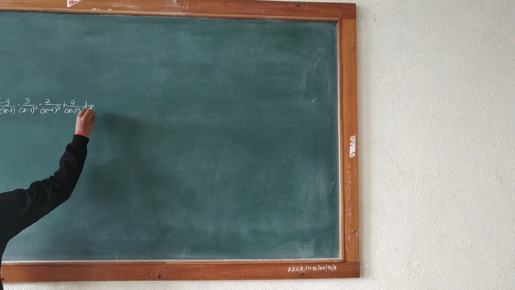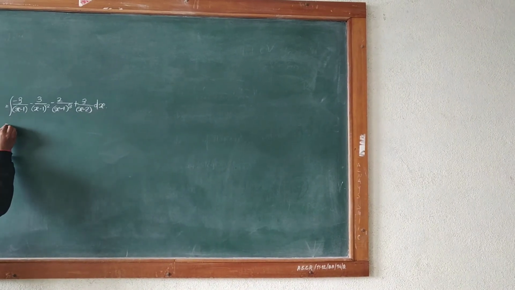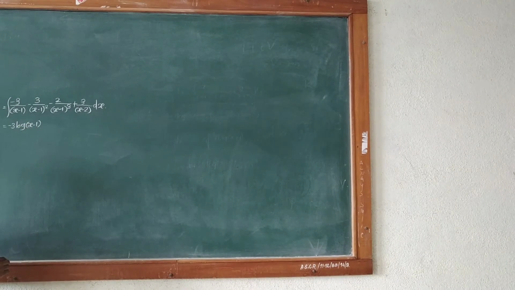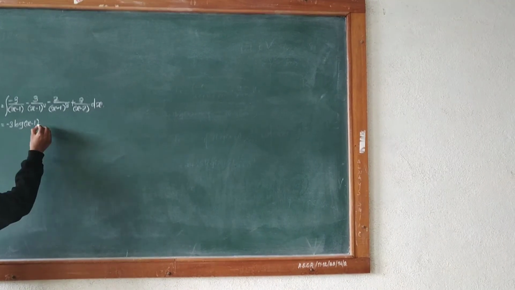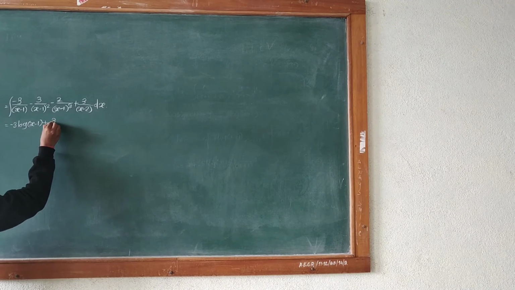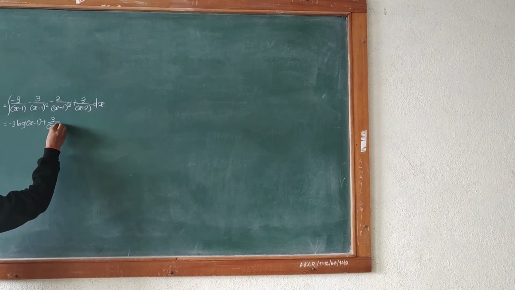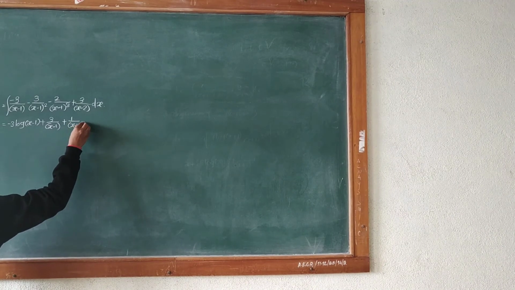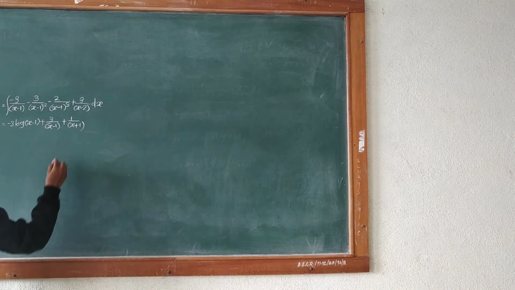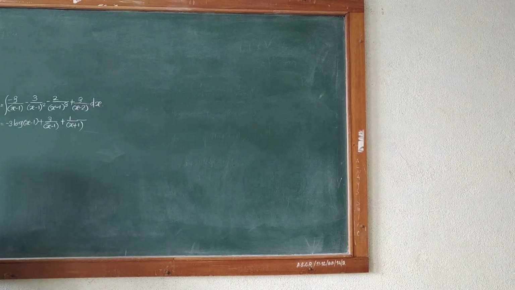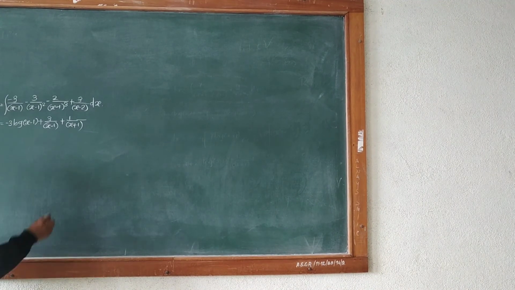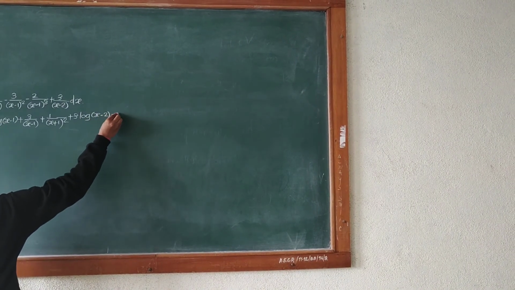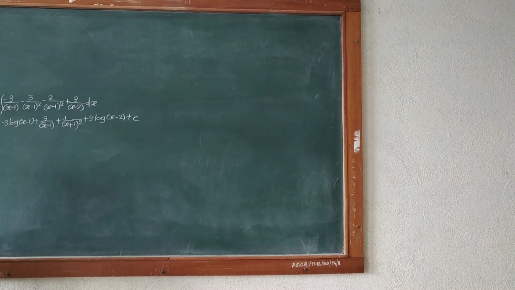On solving this integration with respect to x, we get minus 3 log of x minus 1, plus 3 upon x minus 1, plus 1 upon (x minus 1) square, plus 3 log of x minus 2 plus c.